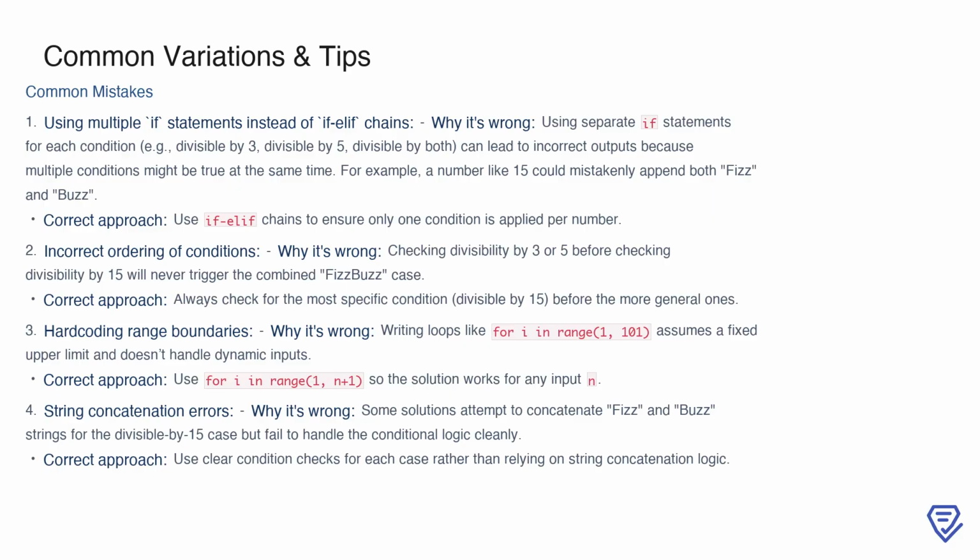Additionally, hardcoding range boundaries, such as writing for i in range(101), can limit your solution to a fixed range. It's better to make the range dynamic, like for i in range(1, n + 1), so the function works for any input n. Lastly, some solutions attempt to handle the FizzBuzz case by concatenating strings like Fizz and Buzz. This can lead to logic errors if the conditions aren't properly managed. A clearer approach is to use explicit checks for each condition, ensuring the correct output is generated for every number.